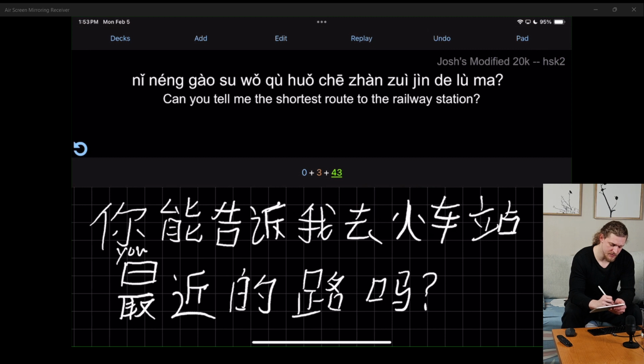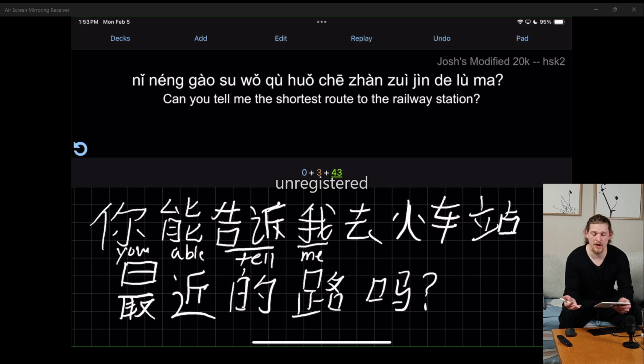All right. So here we have this character. So we have you, able, tell me. 我 is me or I. 去, I mean, well, that's a G, not a U. 去 means to go somewhere. So this is an action word. This is a verb for moving from one location to another.